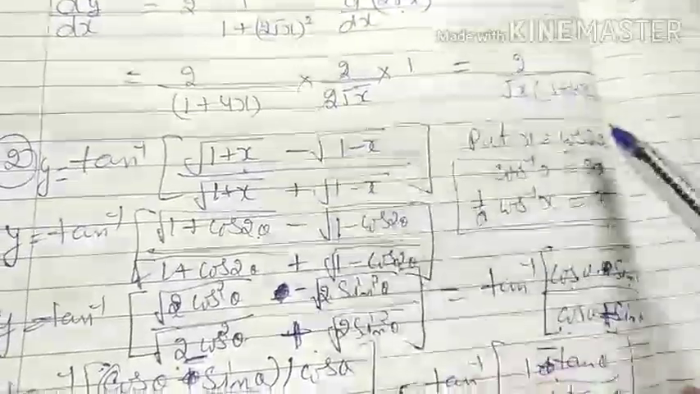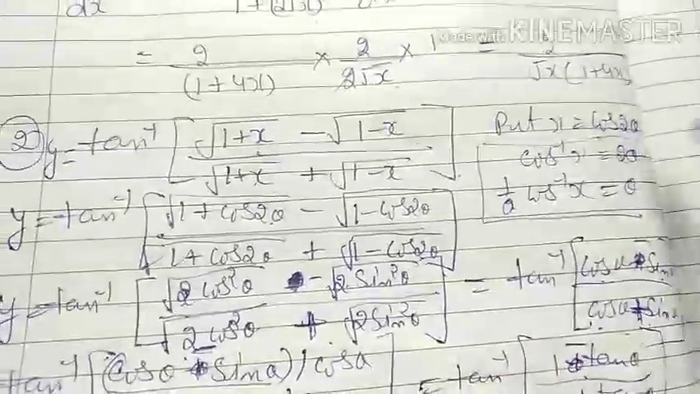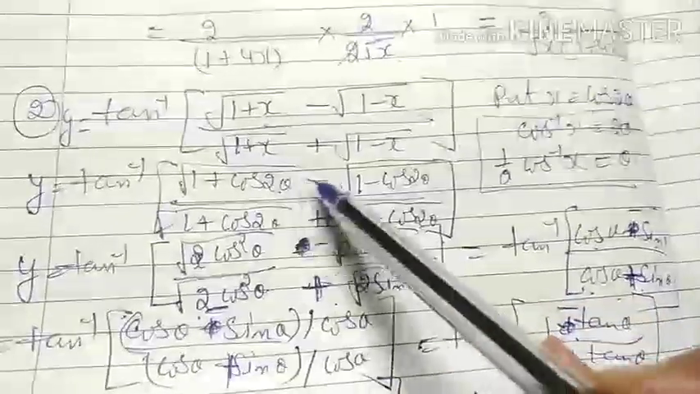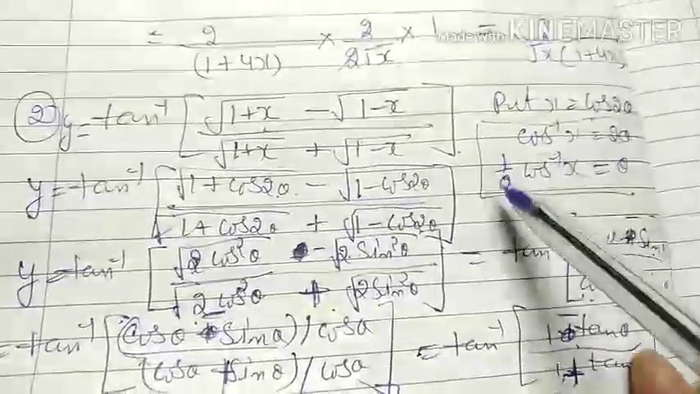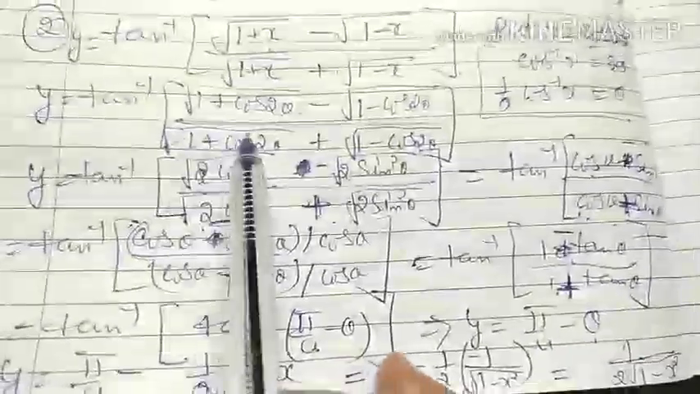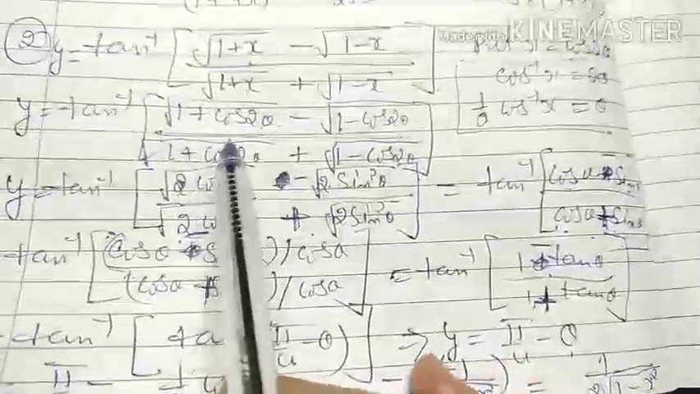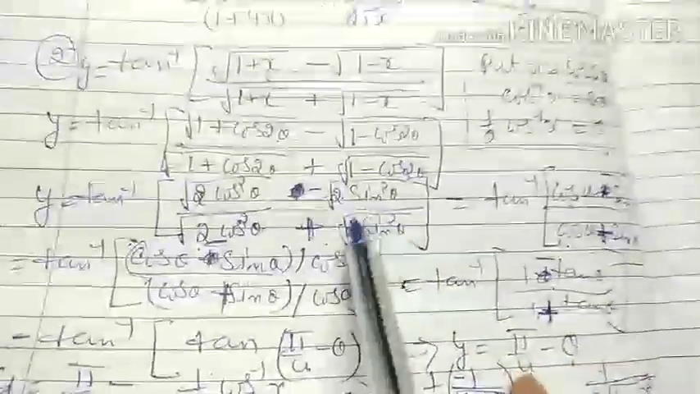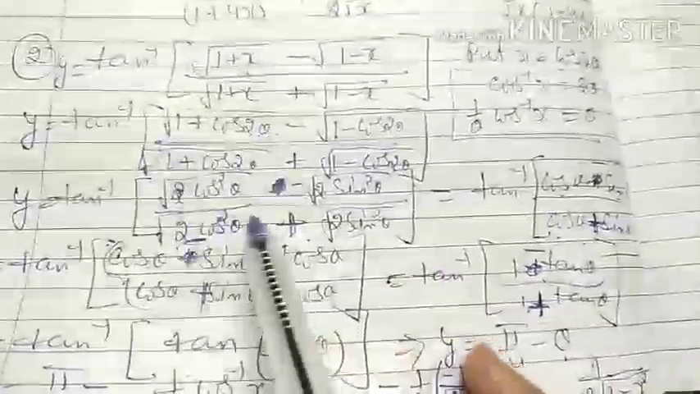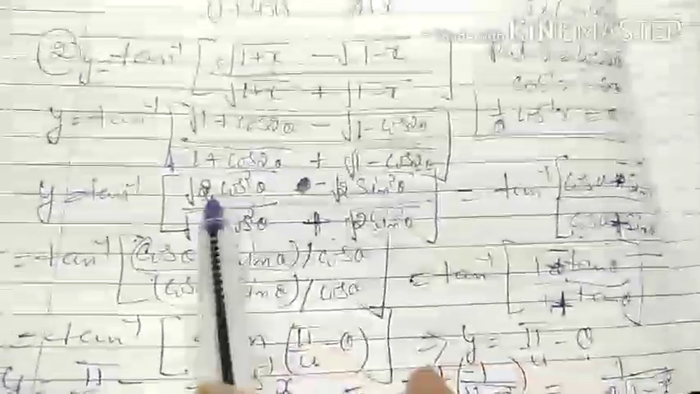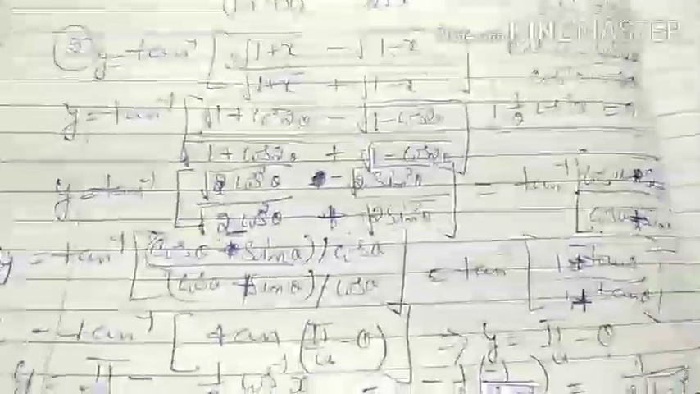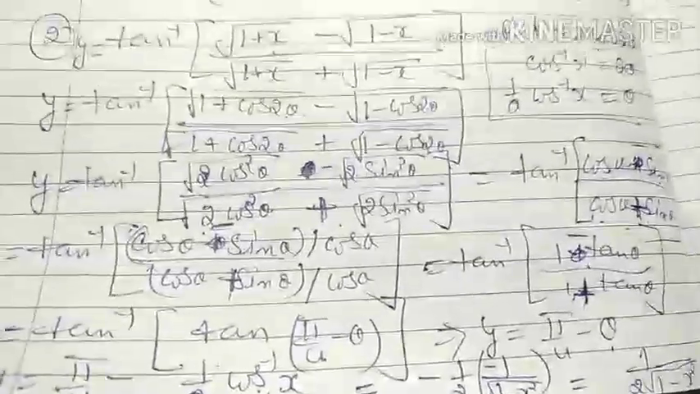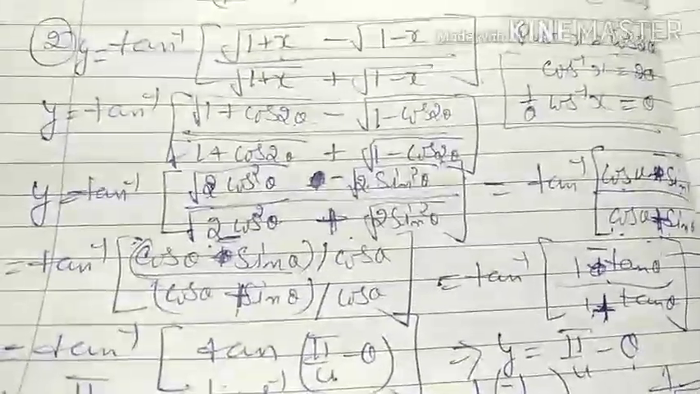So in this regard, I substitute x is equal to cos 2 theta. Keep it aside, theta is half cos inverse x. Then we have 1 plus cos 2 theta, 1 minus cos 2 theta, upon 1 plus cos 2 theta plus 1 minus cos 2 theta. Now we have the formula: 1 plus cos 2 theta is 2 cos square theta, and 1 minus cos 2 theta is 2 sin square theta. I just replace the formula given to me. Root 2 is common in numerator and denominator. I cancel the root 2 in numerator and denominator, take it common, and the square root is cancelled with the square. So what is left?